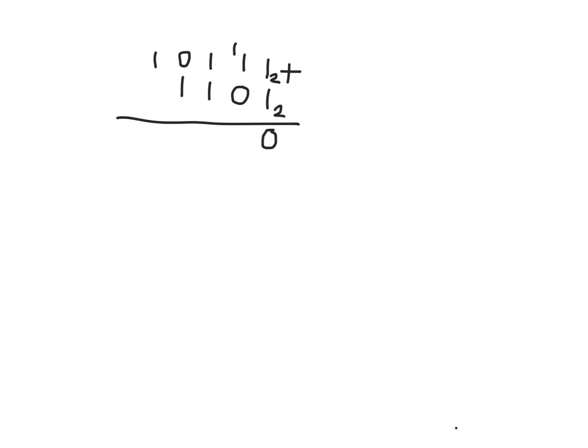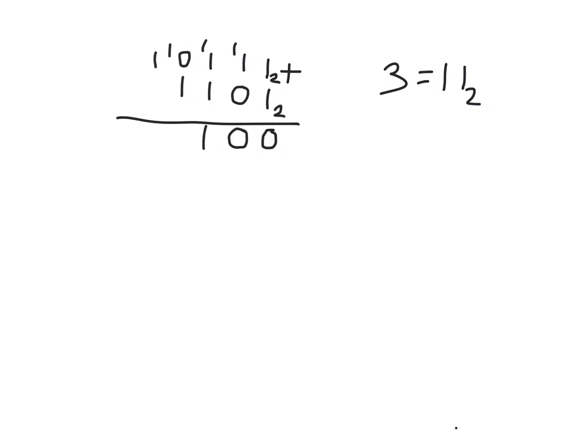Okay, so we carry the 1, we get 1 plus 1 plus 0 is 2. Put down the 0 and carry the 1. So what do I do here now that I've got 1 plus 1 plus 1? Well, that equals 3. So 3 in binary is equal to 1, 1. It's got 1 unit plus a 2. So I put down the 1 and I carry the 1.